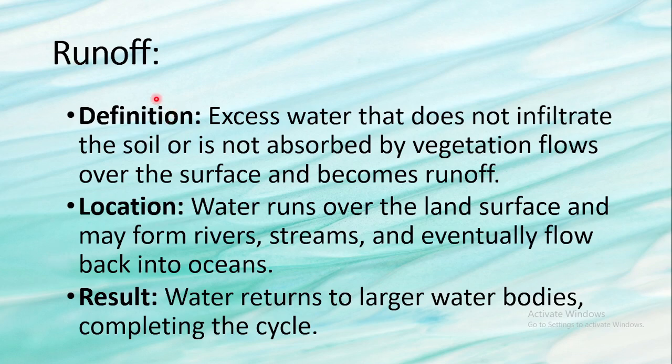Runoff. Definition: excess water that does not infiltrate the soil or is not absorbed by vegetation flows over the surface and becomes runoff. Location: water runs over the land surface and may form rivers, streams, and eventually flow back into oceans. Result: water returns to larger water bodies, completing the cycle.